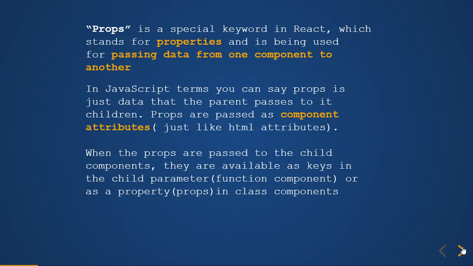But I can recap. When props are passed to the child components, they are available as the parameter of the function. Since we are using function-based components, they are available as the parameter of the function component, or as a property called props in the class component.